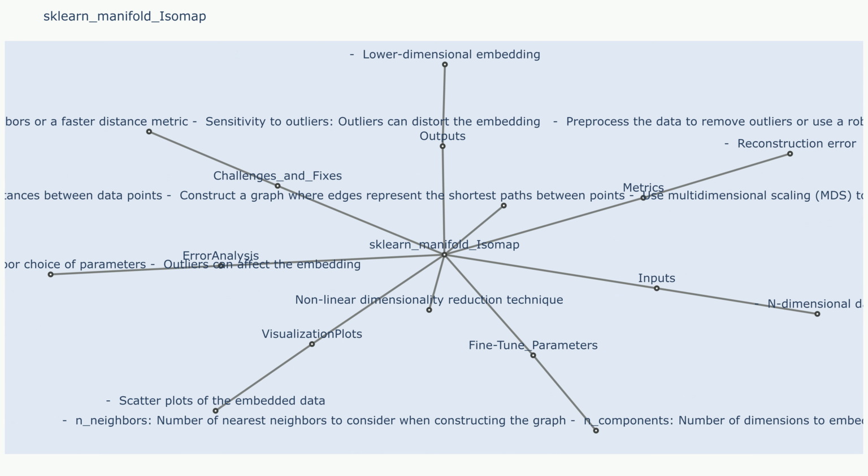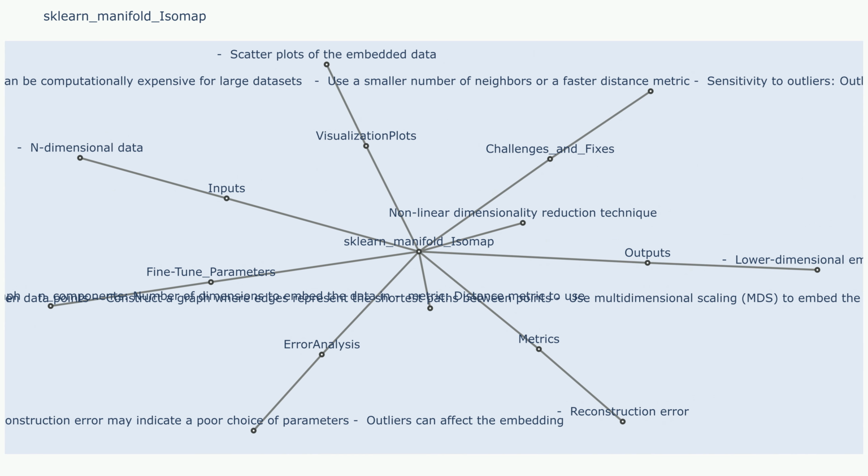Challenge 2: sensitivity to noise. Isomap can be sensitive to noisy data, as noise can distort the geodesic distances and lead to inaccurate embeddings. Sample use case that resulted in Challenge 2: a dataset with high levels of noise, where the original distances between points are heavily corrupted. Fixes to Challenge 2: pre-process the data to remove noise.